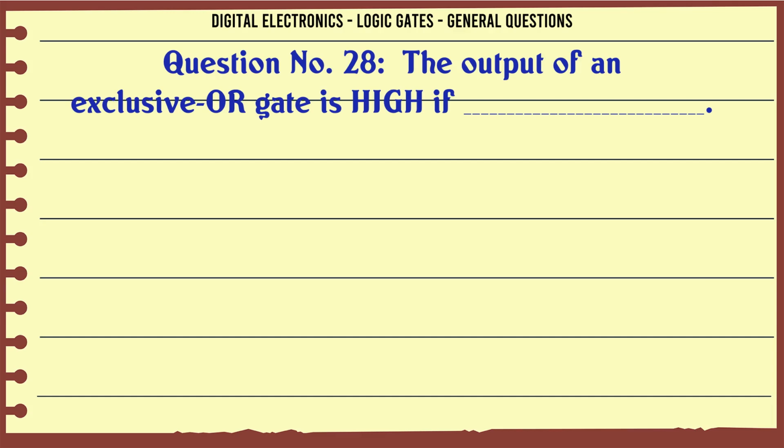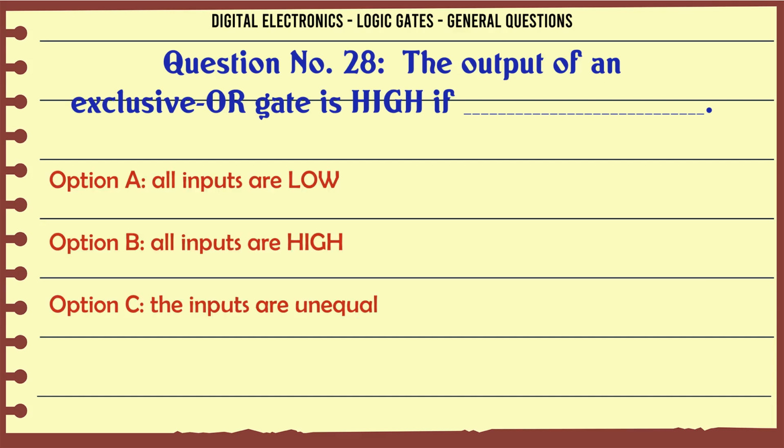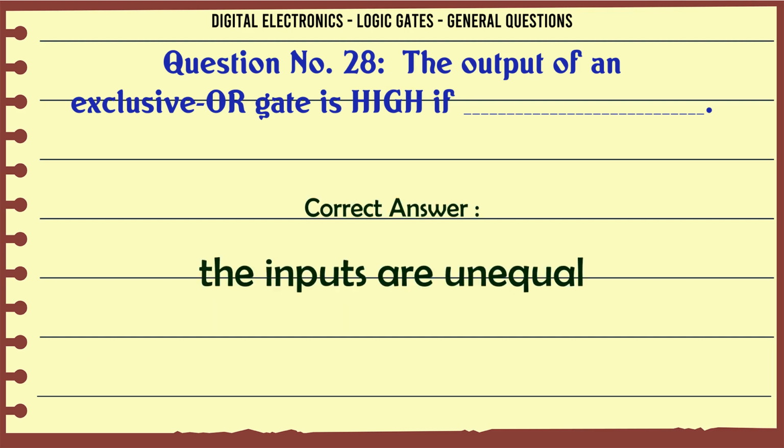The output of an exclusive OR gate is high if A. All inputs are low, B. All inputs are high, C. The inputs are unequal, D. None of the above. The correct answer is the inputs are unequal.